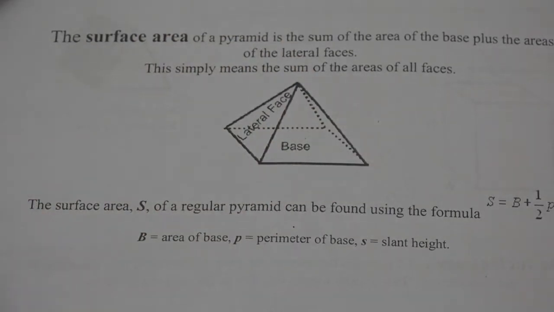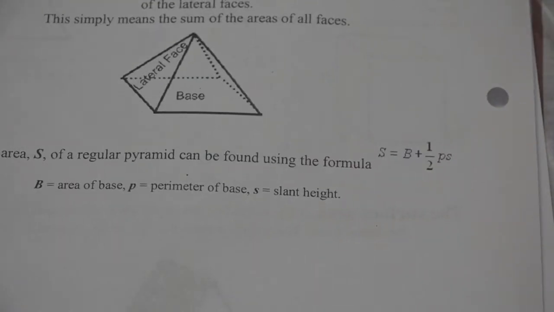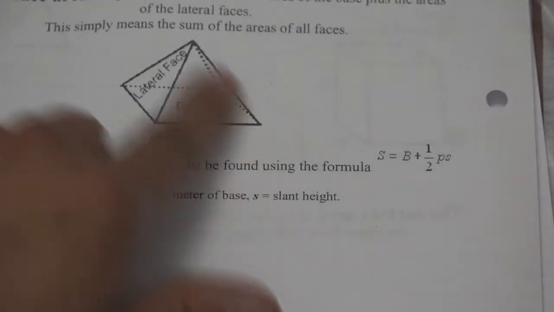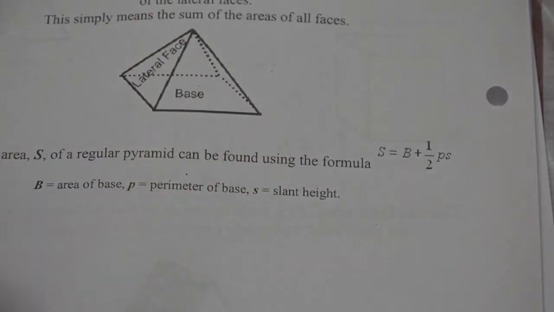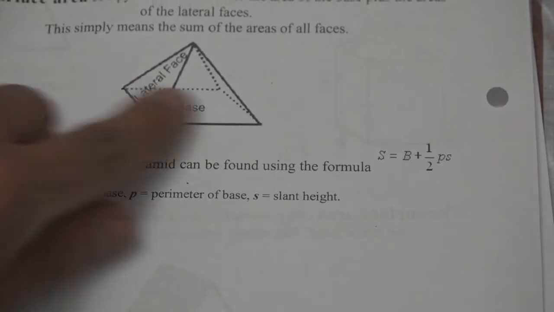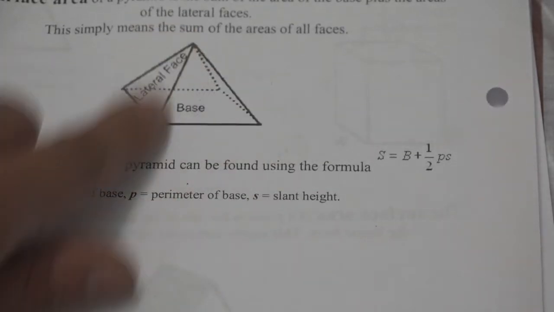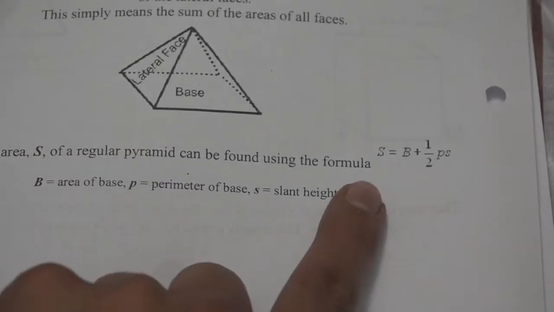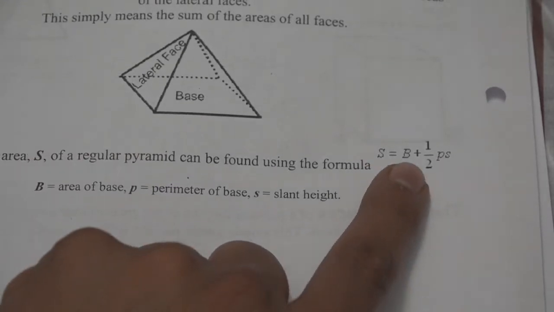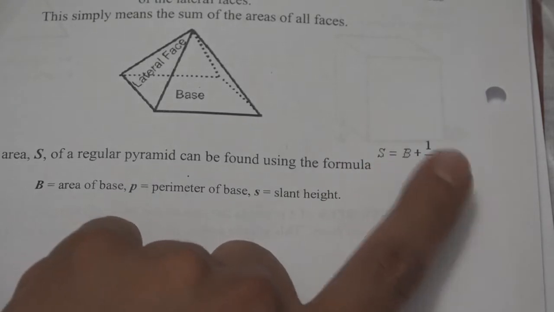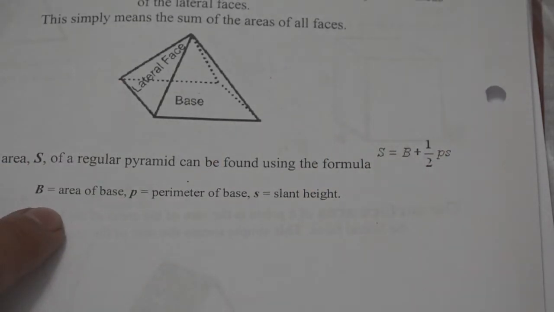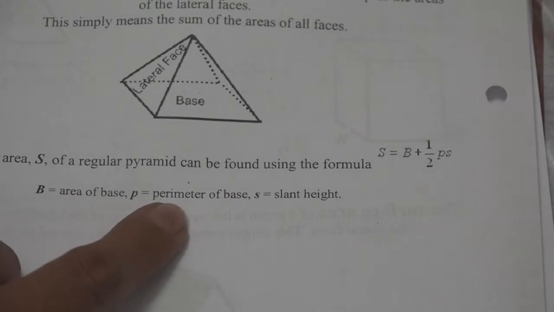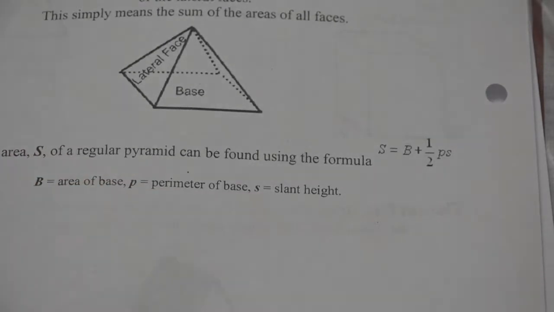All right, so for a regular pyramid, the word regular will mean that all sides are congruent. Like the base, they're congruent, and look at the triangles, they will be congruent as well. So the formula is area of the base plus 1/2 PS. What is PS? Well, P is the perimeter, and S is the slant height. What is the slant height?